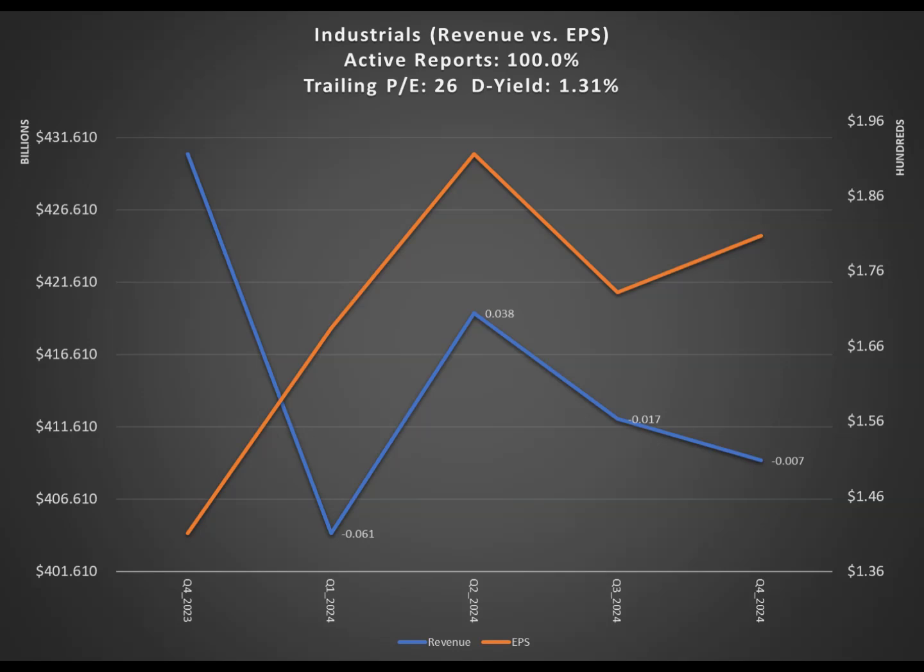Industrial machinery and supplies and components. Research and consulting services. Trading companies and distributors. Heavy electrical equipment. Cargo ground transportation. Construction and engineering. Environmental and facilities services. Passenger ground transportation.